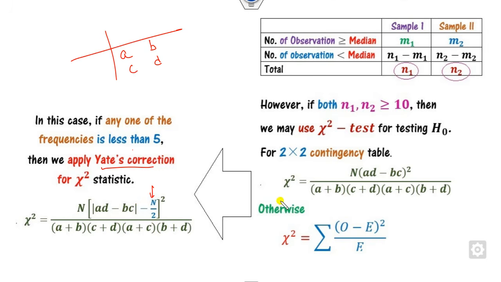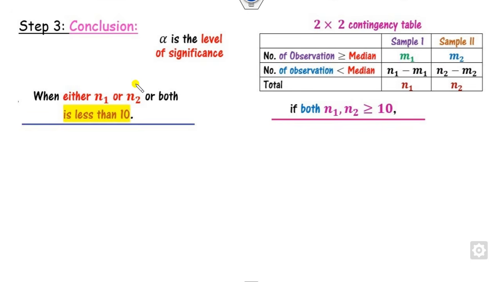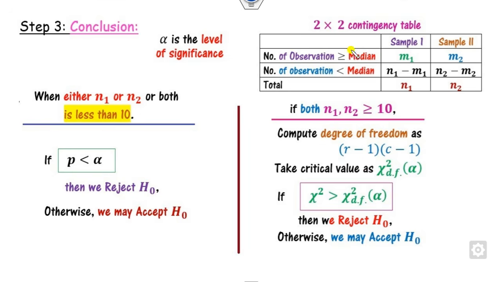Once you compute the values of either the chi-square or the hypergeometric, we do the third step, that is the conclusion. So for the case of the hypergeometric, check whether alpha is the level of significance, that is 0.05. If the p value is less than this, then we can reject it. On the other hand, whenever you have more than 10, you can compute the degrees of freedom. In general, it is for R cross C. The degrees of freedom corresponding to R is R minus 1, and for C it is C minus 1. Take the critical value. If the computed value is greater than this, then we can reject it, otherwise accept it.